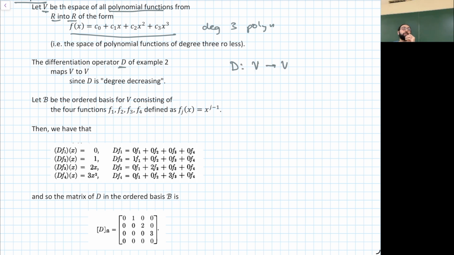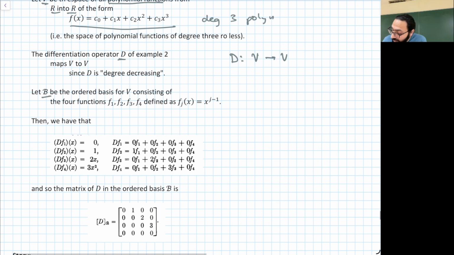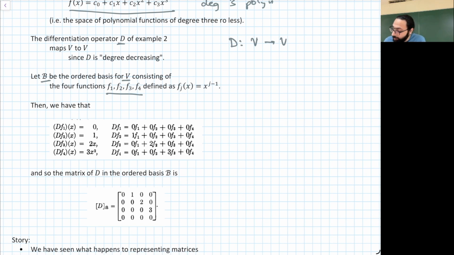Is it clear that this differentiation operator is going to map V to V? Why is that? Right, differentiation can only decrease the degree. If it's at most degree 3, it can only decrease it. So this is fine. Now let B be the ordered basis of V consisting of the following 4 functions. We have to choose a basis for the space of polynomials of degree 3. How do we do this? F1 is just the constant, so it's 1. F2 is, what is F2? You have the definition here.